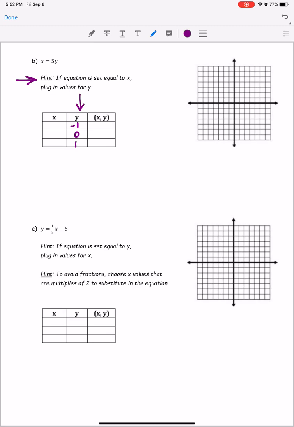And so now just plug these in. The reason we're plugging these in for y is because now all we have to do is plug it in here and basically multiply by 5 and get our answer. So when y is negative 1, plug that in for this y here. So I get x equals 5 times negative 1. 5 times negative 1 is negative 5. So I get negative 5 here.